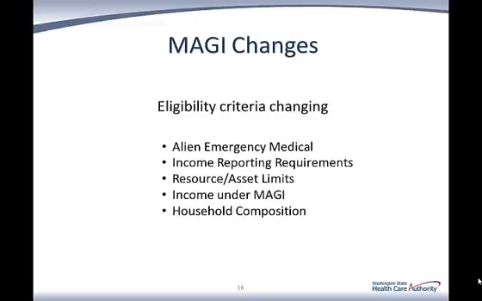Let's begin with a review of the eligibility elements that will be changing under the Affordable Care Act. This includes alien emergency medical, income reporting requirements, and resource asset limits. We'll also go more in depth regarding the following 2 changes under MAGI methodology: income, including income of a child, and determining household composition.